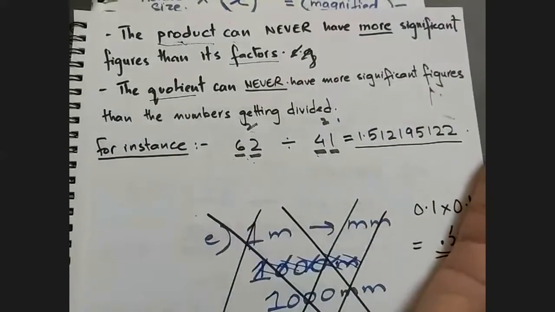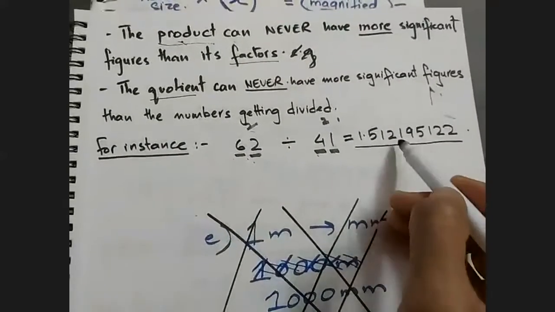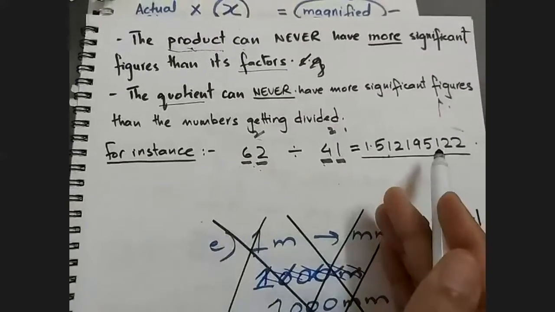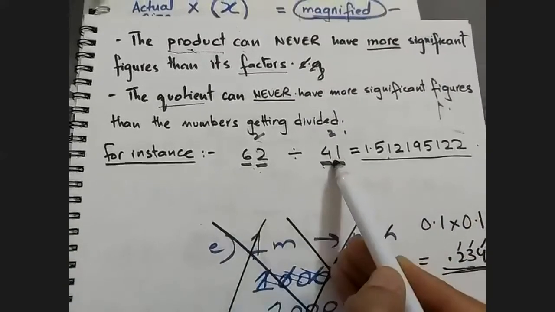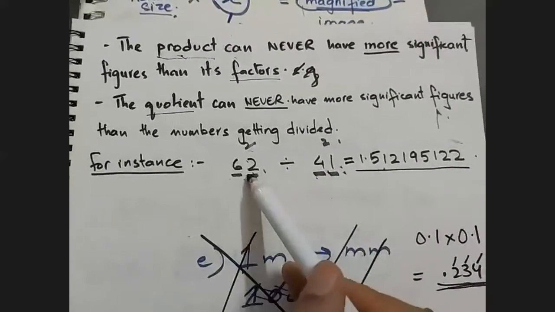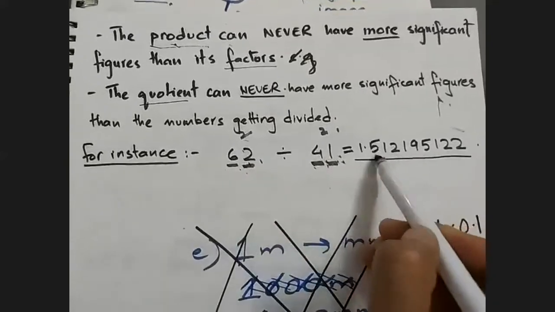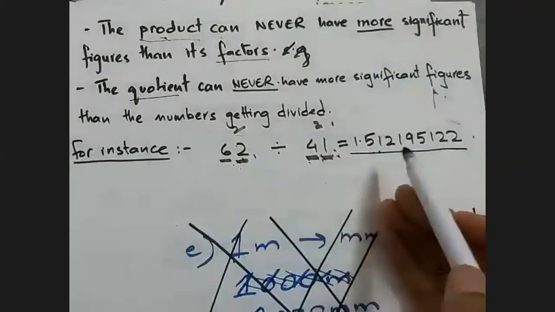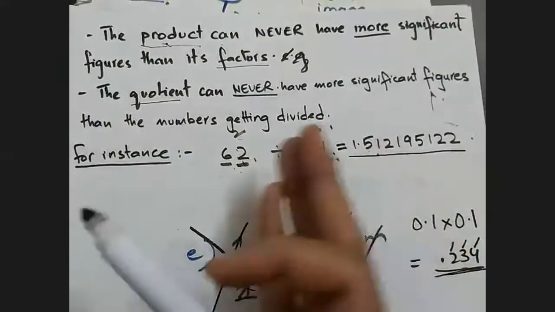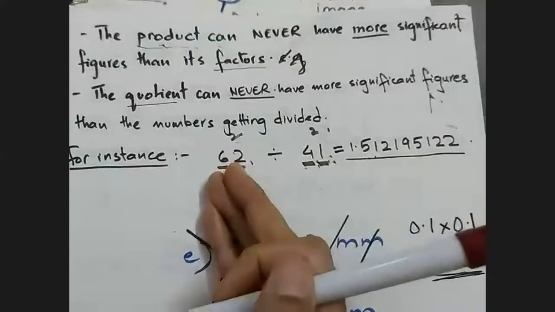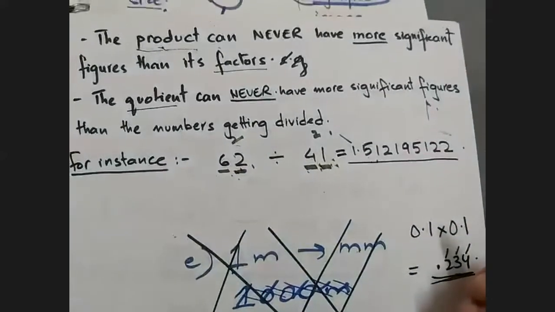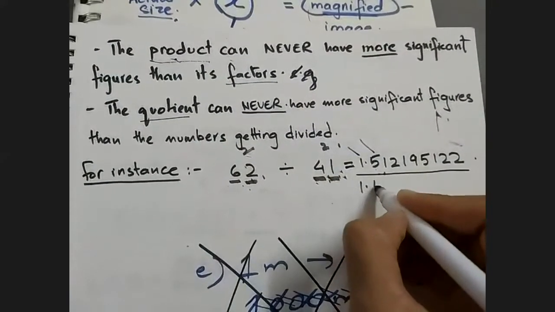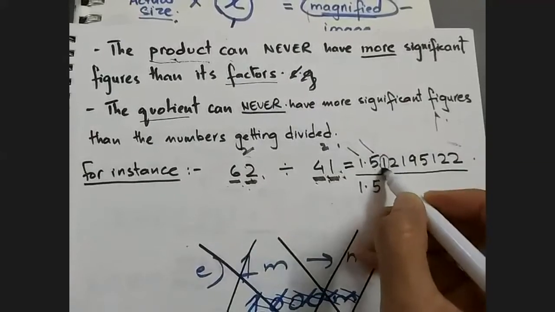No, that's not true. So this answer should have the same number of significant figures as the numbers which are getting multiplied. Since the numbers have only 2 significant figures, our answer should also have only 2 significant figures. So we will start from the left-hand side because they are the most reliable, the highest place value. So 1 is significant, 5 is significant. So 1.5, and then I look at the digit next to it. Is it greater than 5?